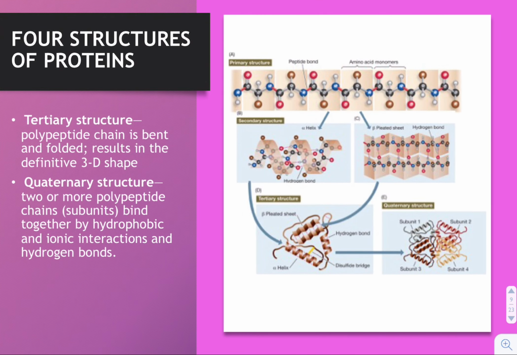The third one is tertiary structure. This is when a polypeptide chain is bent and folded, resulting in the definitive 3D shape. So now we're getting into this 3D business, right? And in this 3D business, you can see here, you can have regions of this tertiary structure that have the alpha helix, and then you can also see regions of it here that have the beta pleated sheets within the same protein that we're looking at, right?